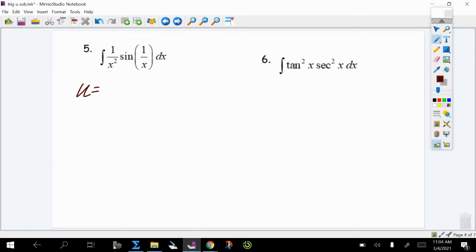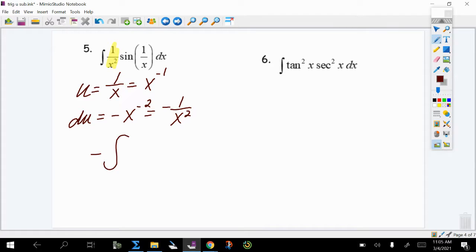So for this one, you only have a single trig function. You only have sine. So U has to be the angle. These are a little more limited. So when I derive this to get my du, think of it as x to the negative 1 power. So you do power out front, power 1 less. So your du is negative 1 over x squared. You actually have that except for the negative. You have the negative 1 over x squared there. So it is just a negative adjustment.